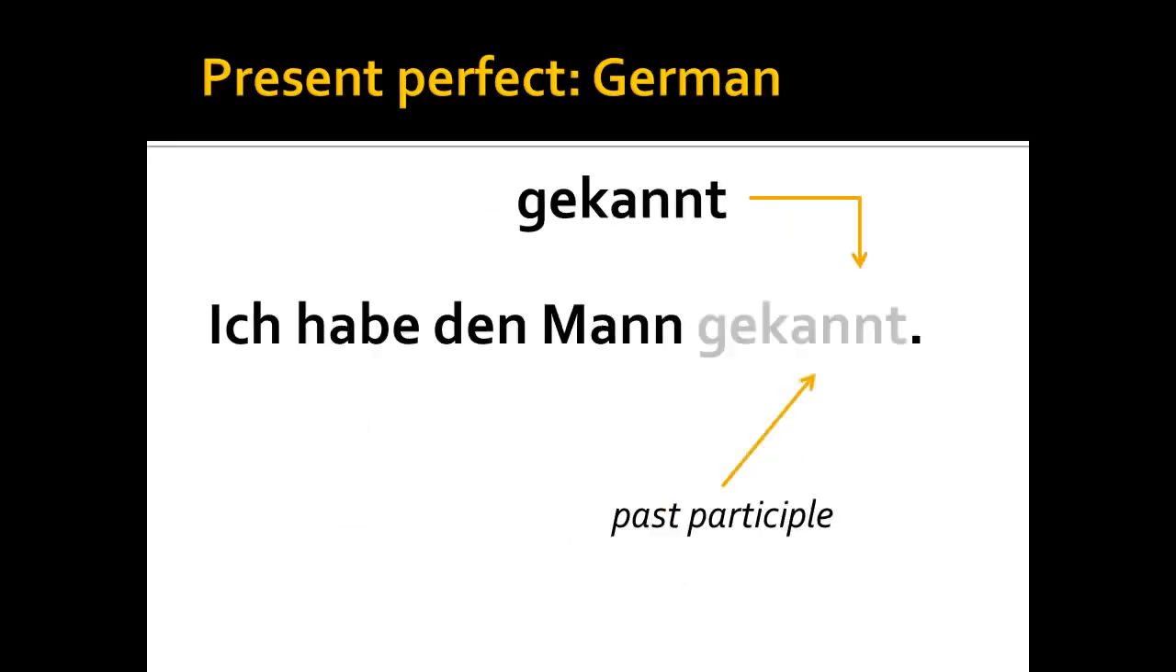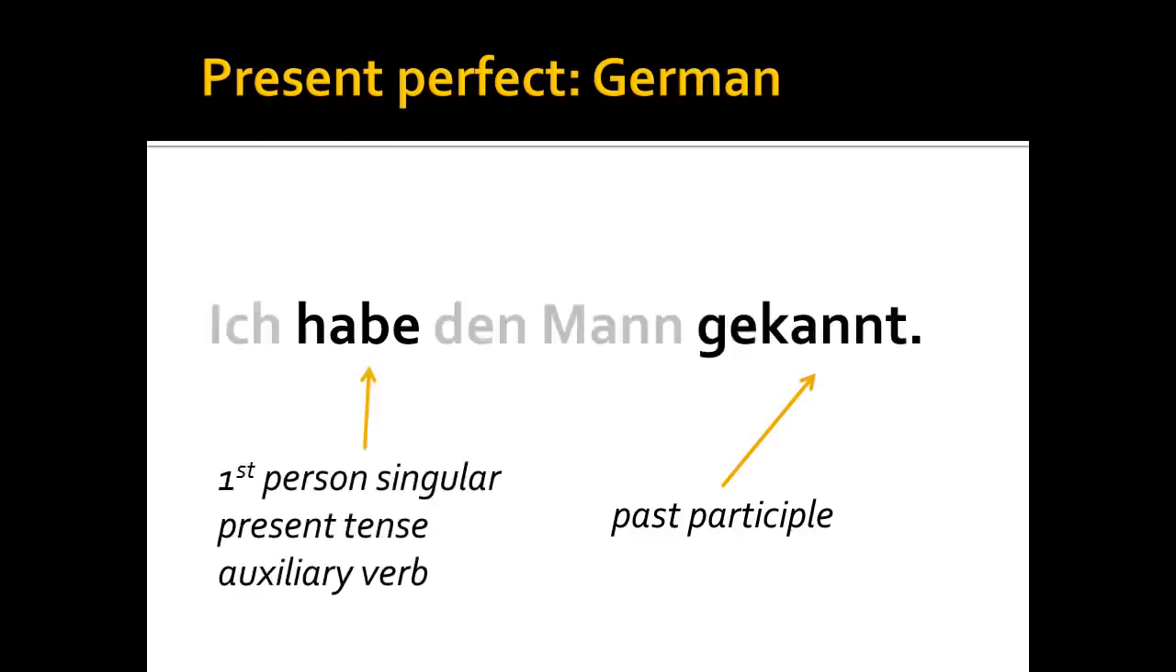So, what are we going to do, however, with the verb that we took out of the second position, kenne? We're going to change it into a past participle. So, kenne goes to gekannt. And we drop that in as the past participle at the very end of the sentence. And we get essentially what we had in English as a present perfect construction that has two components. The past participle, gekannt, at the end of the sentence or at the end of the clause, and in the second position, agreeing with the subject of the sentence, habe, a first person singular present tense auxiliary verb.